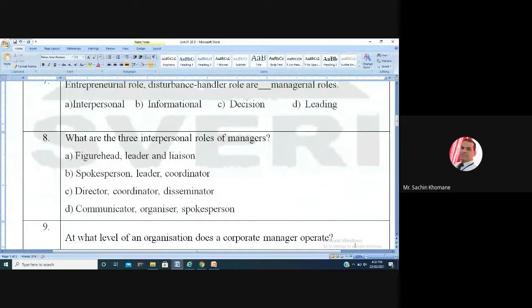Any guess? You can put in chat box. Okay, Pawan is saying D option, communicator, organizer, spokesperson.